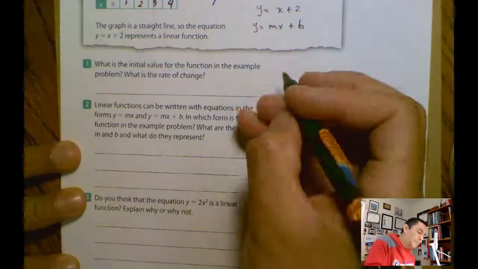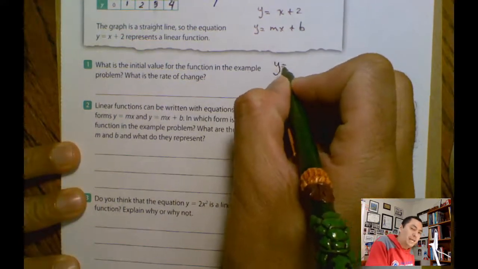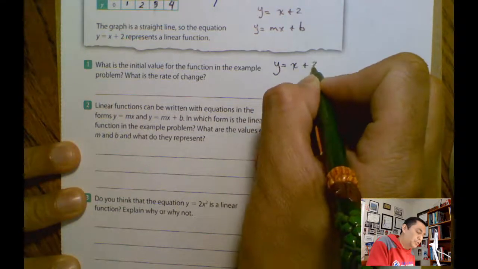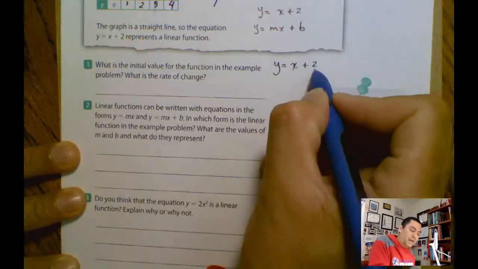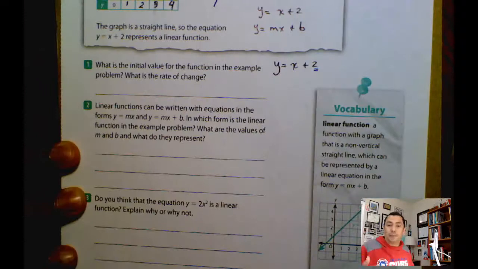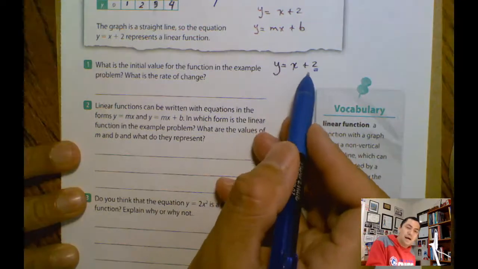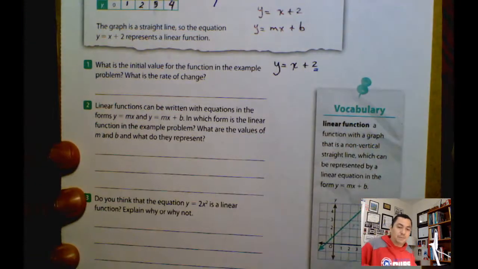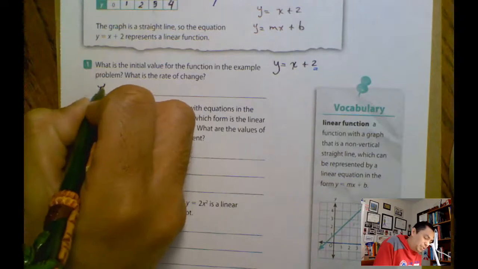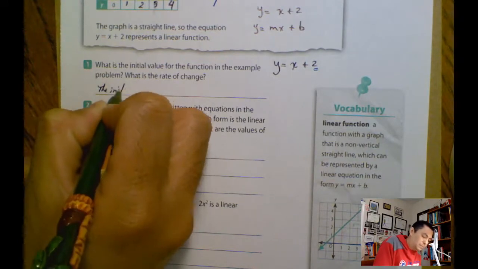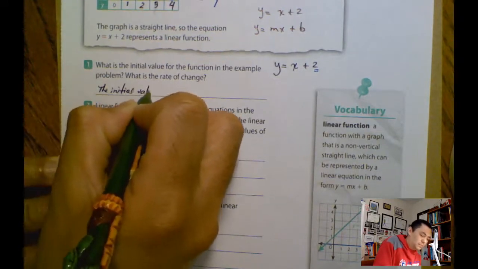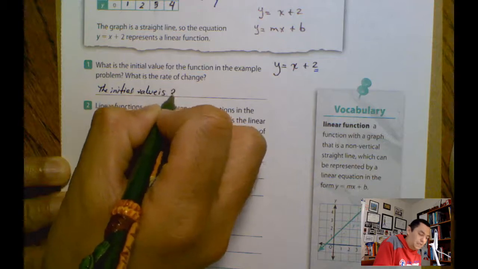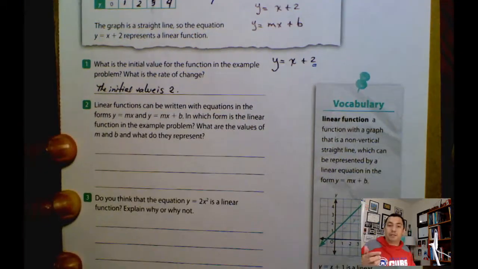So in this case, remember that you have y equals x plus 2. This value is your initial value every time. The number that is accompanying the x, the plus 2, is the initial value. So I'm going to say the initial value is 2. Now, what is the rate of change?